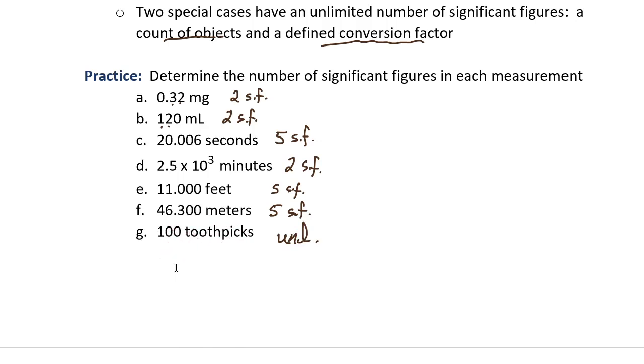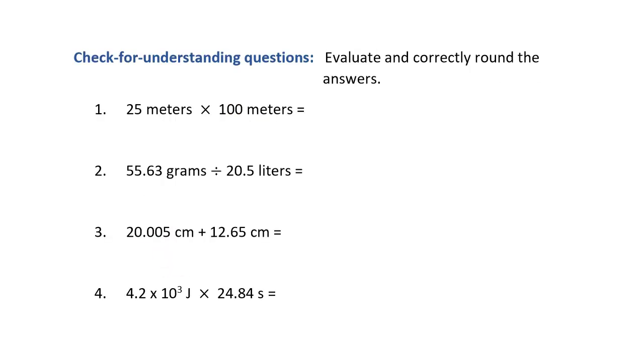The reason you need to know these rules is because whenever you do a multiplication or division problem in chemistry, you have to round your answer off based on significant figures. So you need to know how many significant figures are in the different measurements in the problem. Here are some check for understanding questions. Please evaluate them and correctly round the answers based upon the rules that are in your notes. I'll pause the video for a few minutes for you to work on these, then we'll discuss them, and then get back to the video.